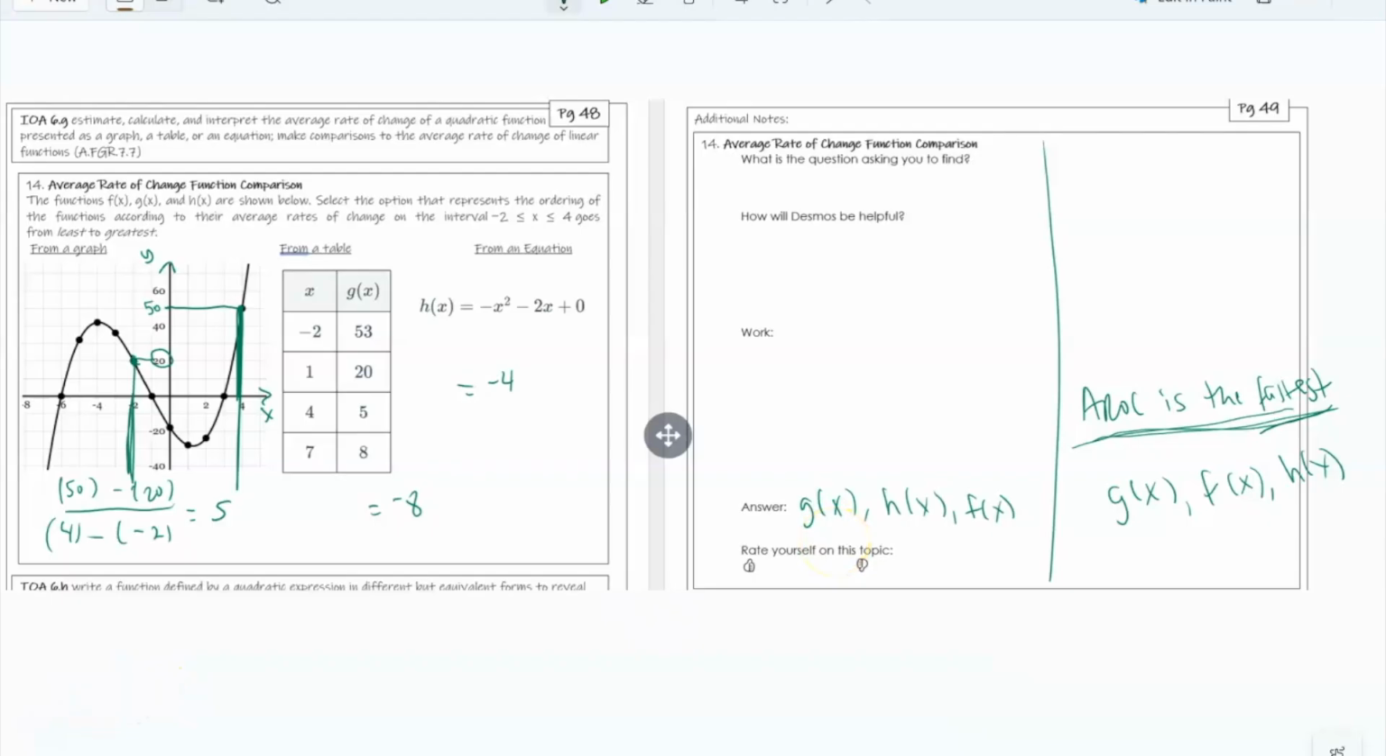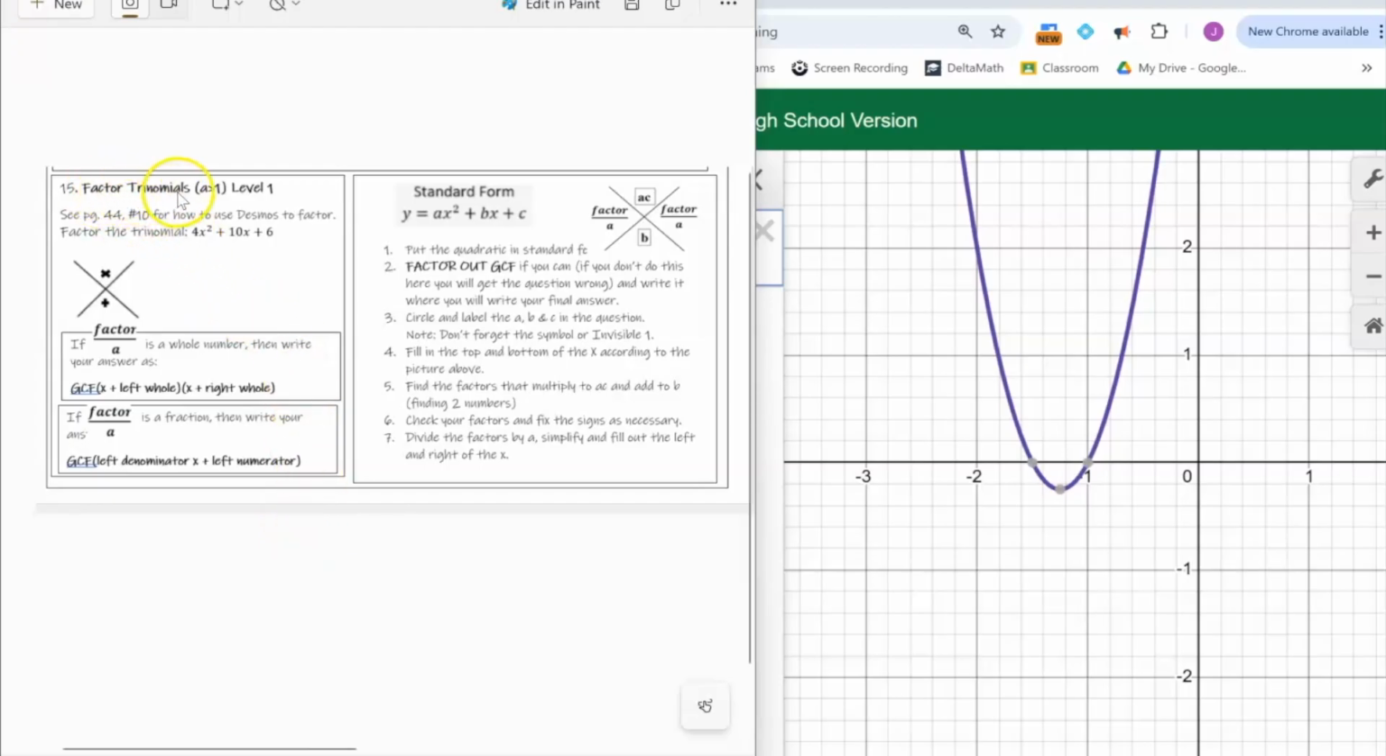That's it. Let's practice. All right, you guys already know we've talked about how to factor trinomials from a calculator. I'm just going to give you a quick refresher before I show you how to do it by hand.